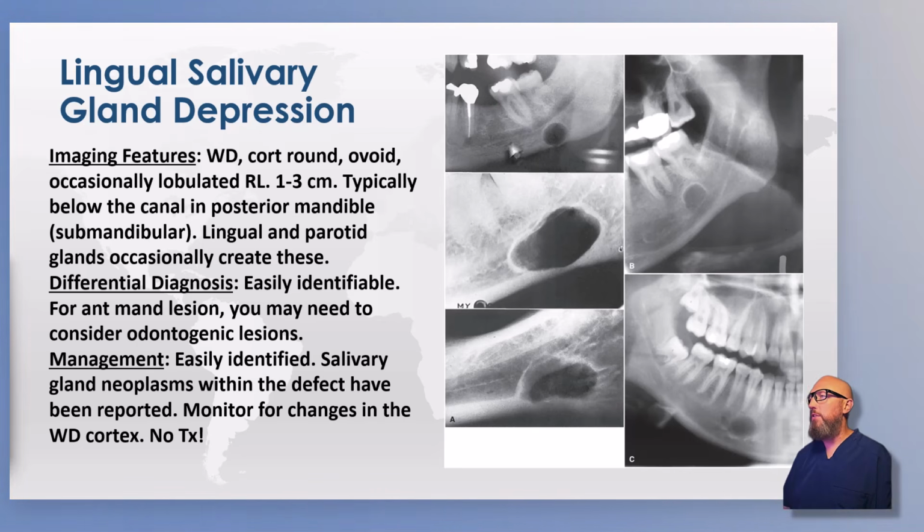It's a well-defined radiolucency, specifically in that submandibular region. Once you've seen enough of these, they're pretty easily identifiable. In most cases though, you're going to recognize these. You're going to say it's a Stafne defect. Maybe you send for a radiologist just to get a second opinion, and then just monitor it over time.